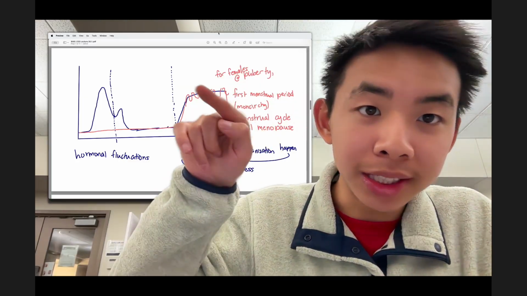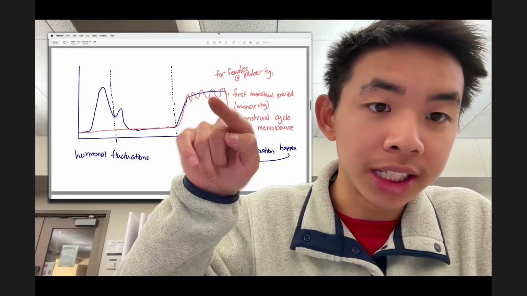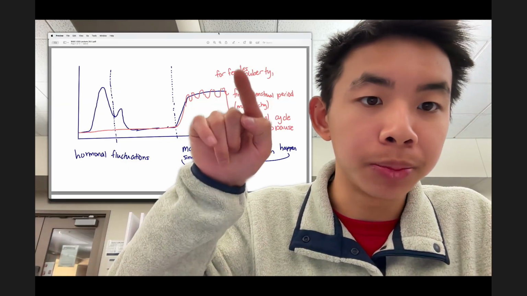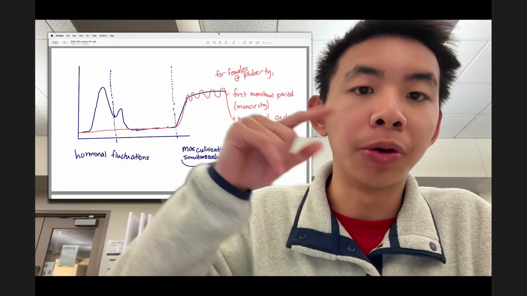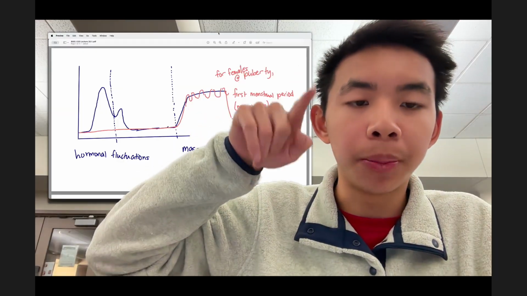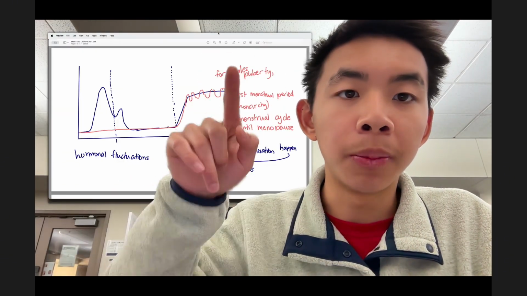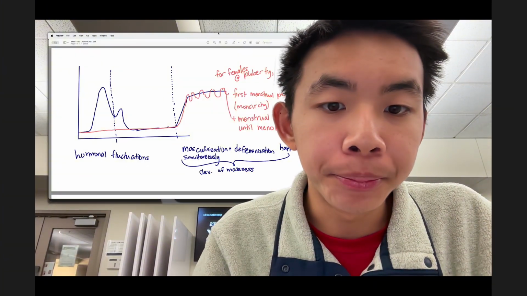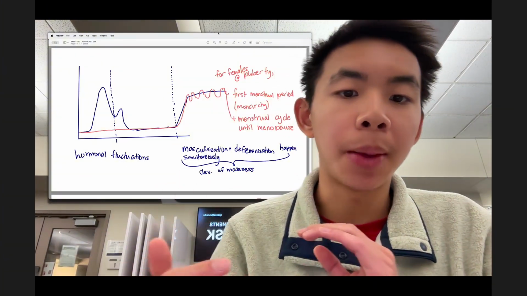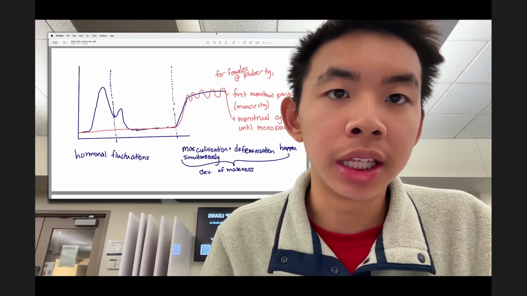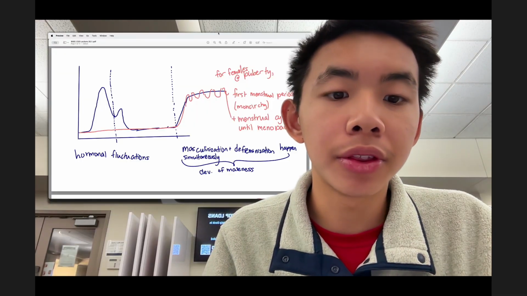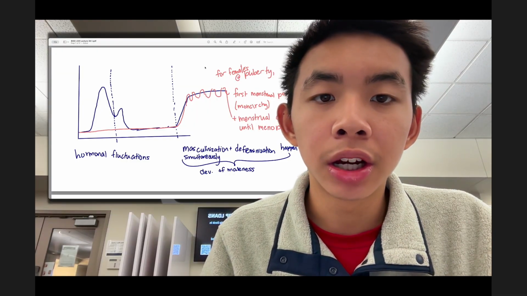And then you have this wave function right here, and this is for the first menstrual period, which is menarche, and also the menstrual cycle, which is why it's a cycle up and down until menopause. And menopause is going to be a decrease in estrogen. So masculinization and defeminization happen simultaneously, and they develop the maleness. All right, so moving on.